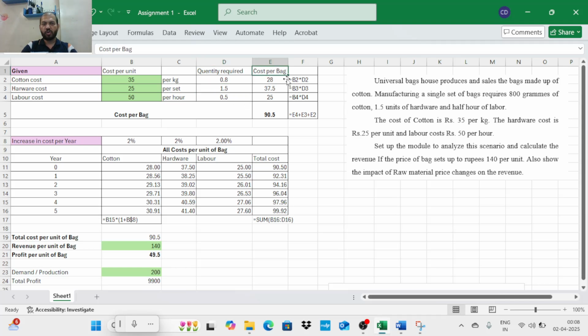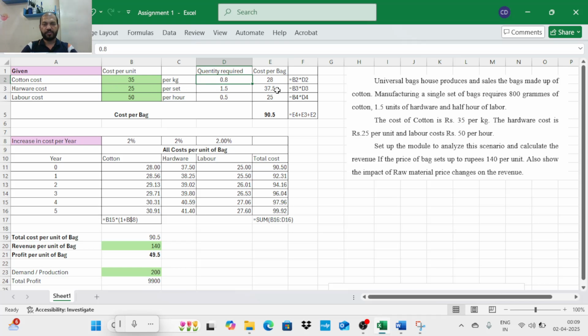Now in the cost per bag column we need to set up a formula. This formula is the cost per unit multiplied with the quantity required. So here you can see in the formula bar equals B2 multiplied with D2. B2 is the cost per unit of cotton and D2 is the quantity required to produce a bag.